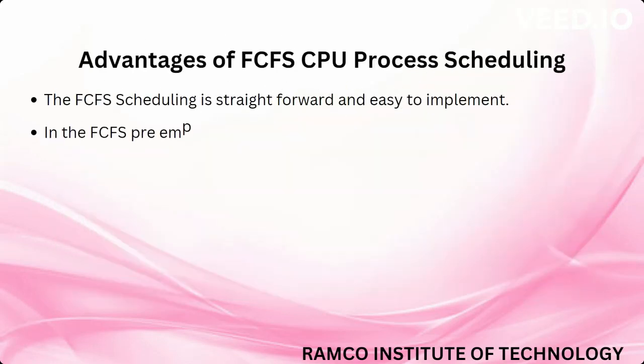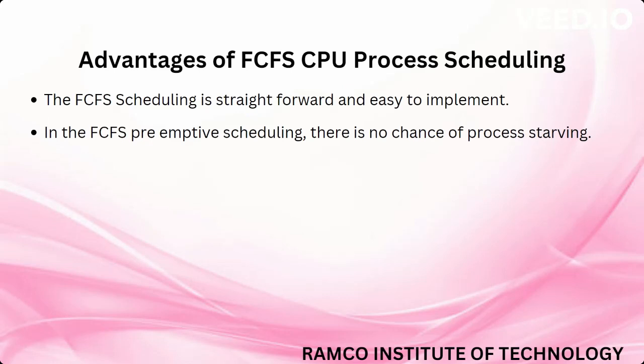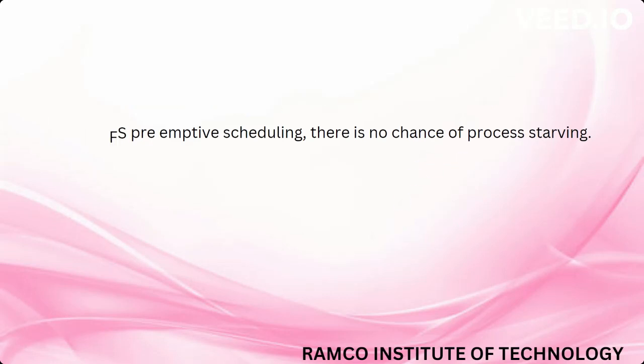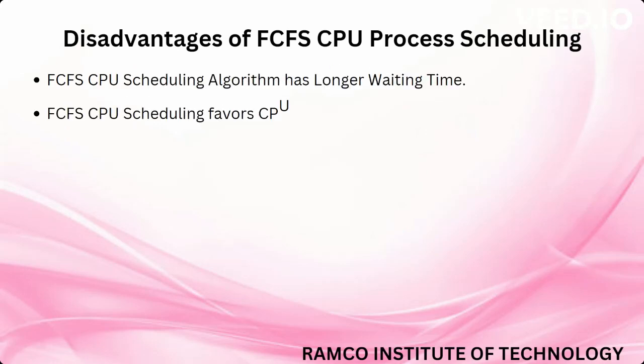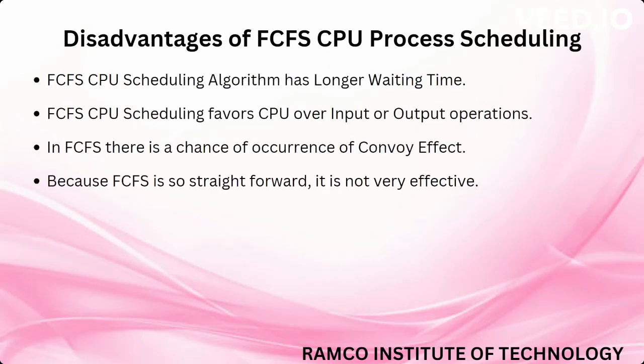So next, advantages of FCFS scheduling. This FCFS scheduling is a straightforward approach. It is very easy to implement. Then in FCFS preemptive scheduling, there is no chance of process starving. The disadvantages of FCFS scheduling: this algorithm has a longer waiting time. Then it favors the CPU over the input-output operations. There is a chance of occurrence of the convoy effect in FCFS scheduling. Since it is a straightforward approach, it is not very effective.